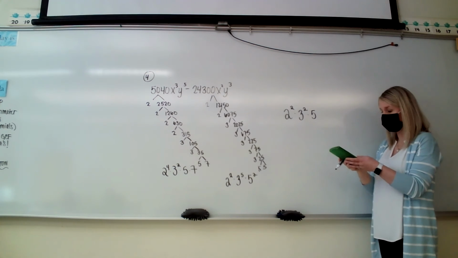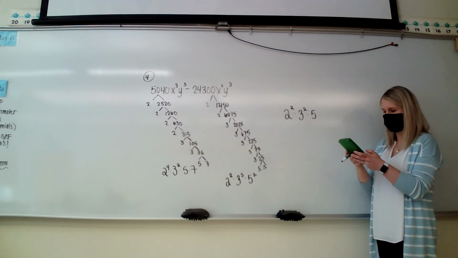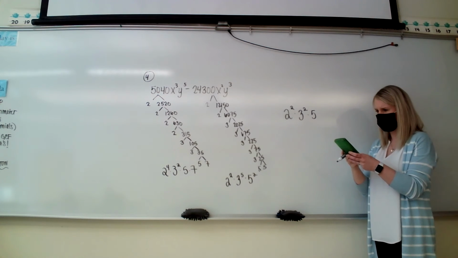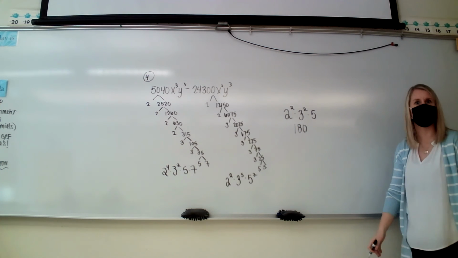So let's figure out what it is. What's 2 squared times, oops, if I hit the right buttons, that would be right, times 3 squared times 5? 180 is the GCF between those two numbers. Who'd have thunk it?